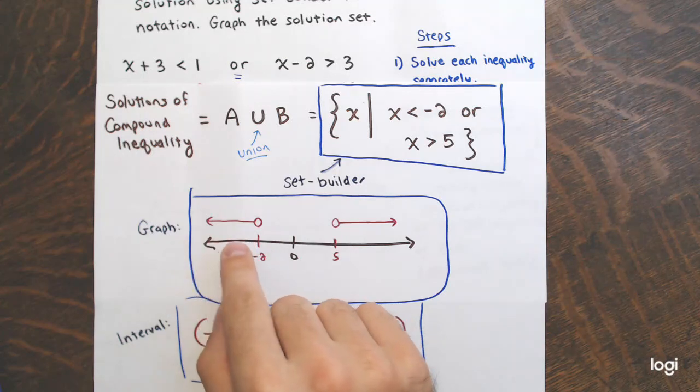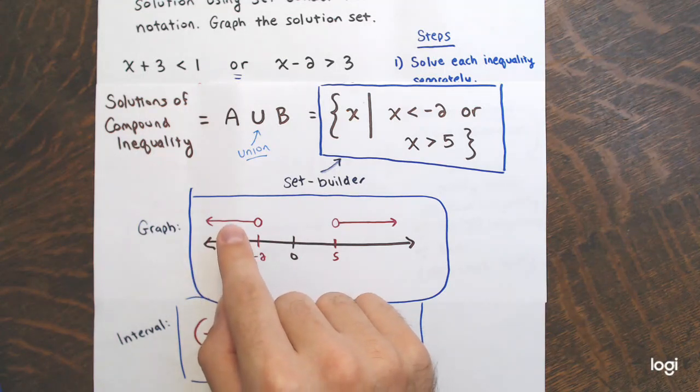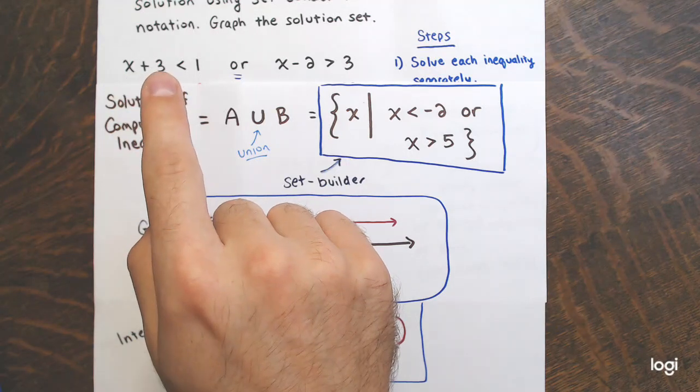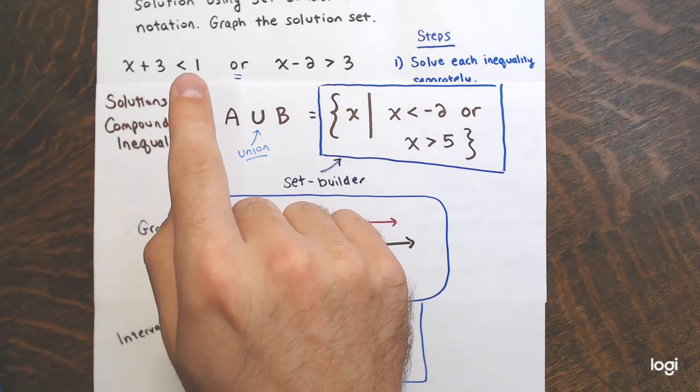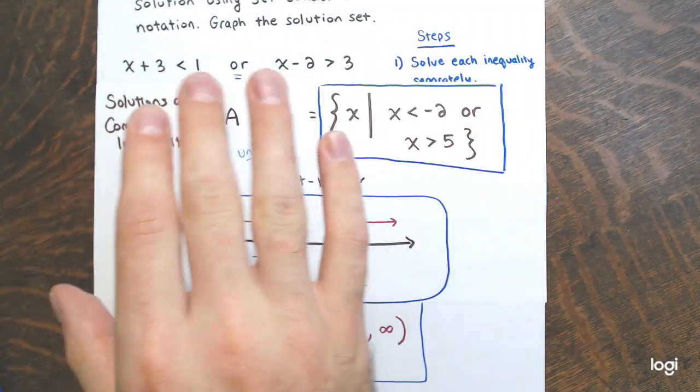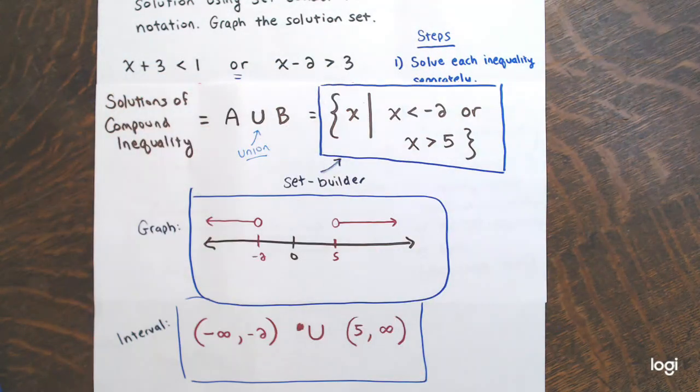So let's say -3. -3 is in this set, right? -3 is less than -2. Plug it in. -3 plus 3 is 0. 0 is less than 1. This inequality is satisfied, so I don't even need to check the other one. As long as one of them is satisfied, we have a good solution. So -3 is a solution.